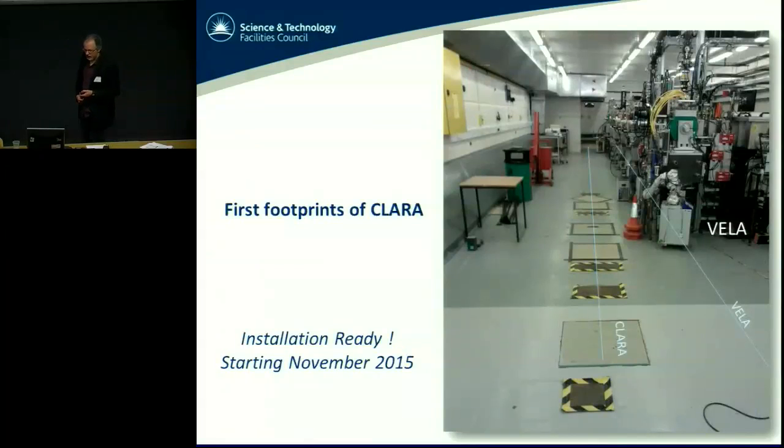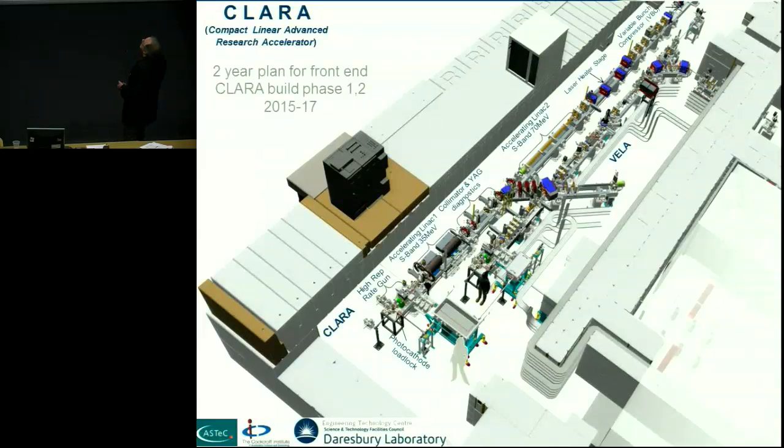First footprints of CLARA. At the start of the year, we moved the shielding around, pulled this back, and did what's called dirty work, as in routed out the floor, ready for the pedestals. So installation is ready to go. The VELA and CLARA are about 1.5 meters apart. It gives you just enough room to work here, and there's still enough room to trundle major equipment down this side. Phase 2 will send us out just beyond this slide, actually.